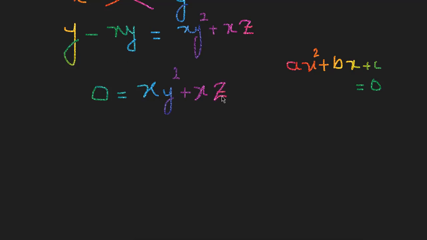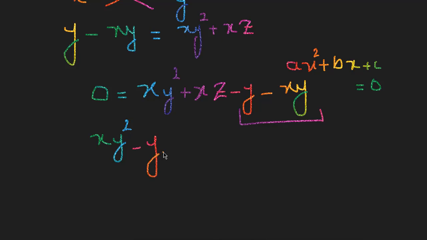and now shift the other terms to this side. So negative y, and then the other one, negative xy, shift to this side. Okay, then in the next step, exchange the sides. So xy squared, and write those two terms in the middle. So negative y, negative xy, and then plus xz equals 0. Perfect.